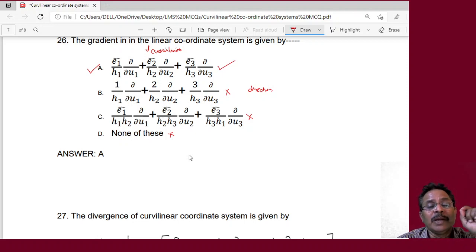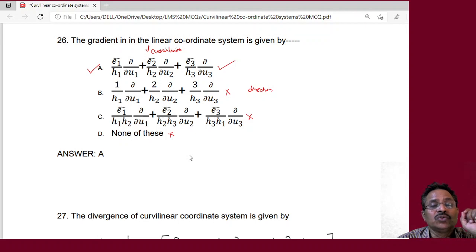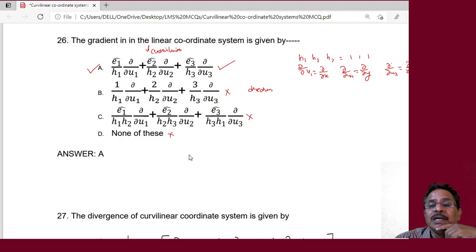upon H1 into ∂/∂u1 plus E2 cap upon H2 into ∂/∂u2, E3 cap upon H3 into ∂/∂u3. In the Cartesian coordinate system, we have H1, H2, H3 equal to 1, 1, 1. Then ∂/∂u1 is ∂/∂x, ∂/∂u2 is ∂/∂y, and ∂/∂u3 is ∂/∂z. Then E1 cap is nothing but the unit vector i, E2 cap is unit vector j, and E3 cap is unit vector k.